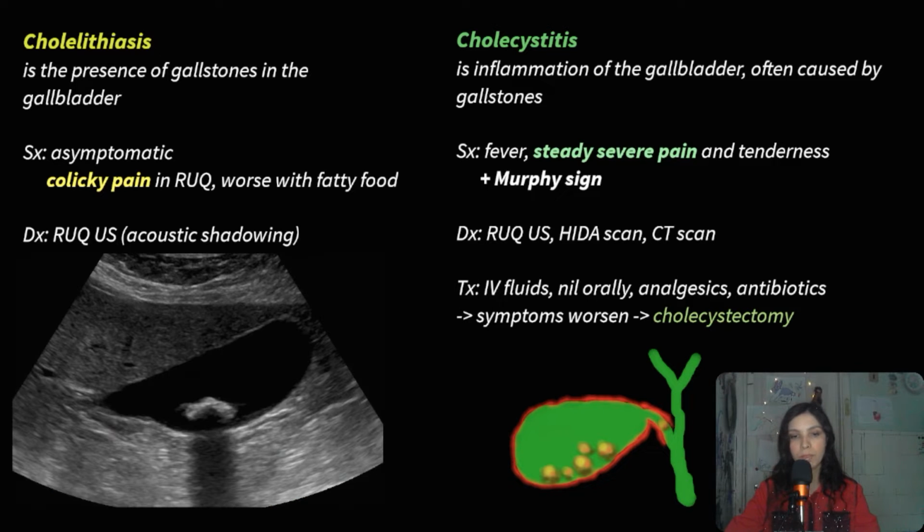It's like a dark shadow under this gallstone.